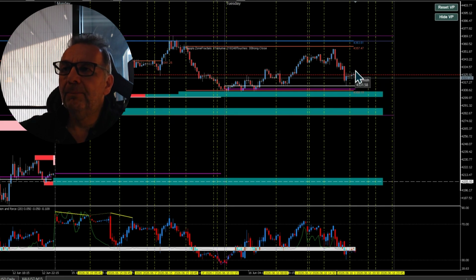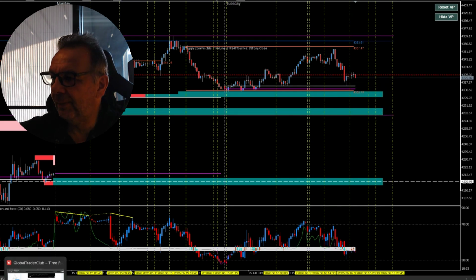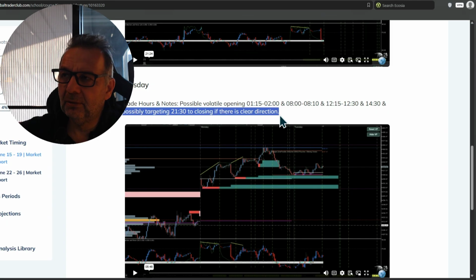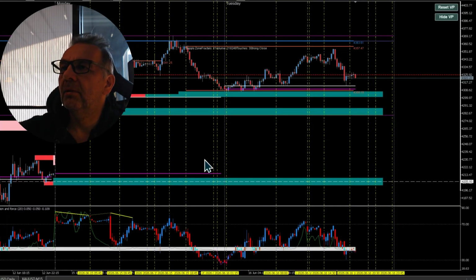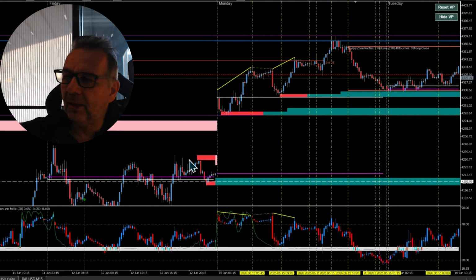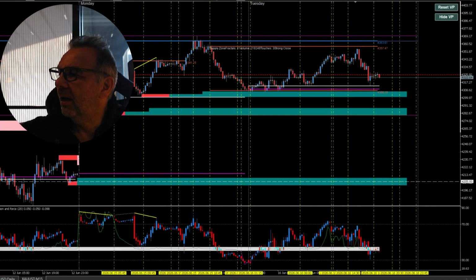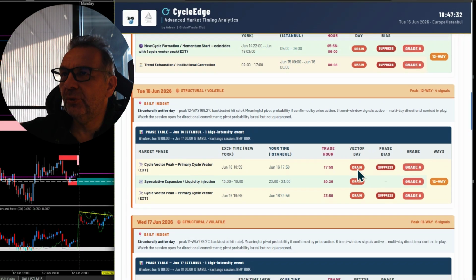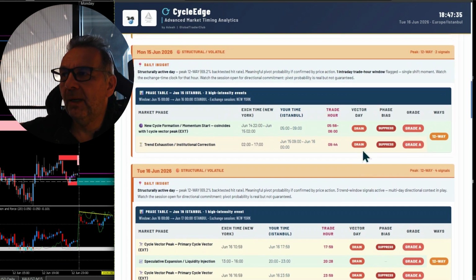Okay. If it pushes down, it can go down. Now remember the comment. Targeting 9:30 to closing if there is clear direction. Okay, so this could be a clear direction. Impulse, it hasn't broken the swing, okay, but retracement pushing back down, wanting to close the gap here, not a bad idea. And knowing this, it's a drain day Tuesday, drain day Monday.